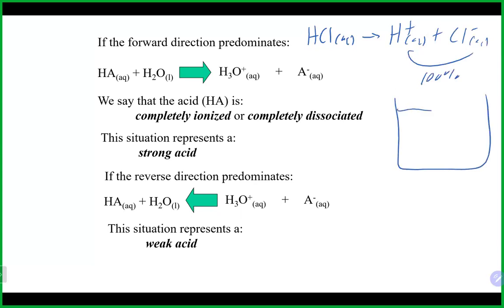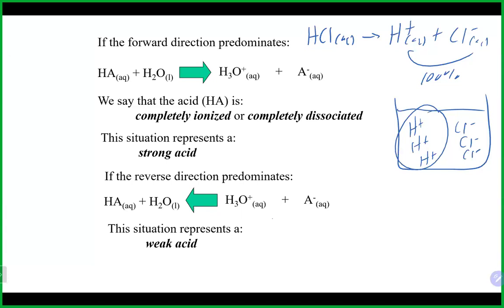That means when you throw some HCl into a solution, you are generating a lot of free H plus. Also chloride, which is not going to affect anything in terms of the acidity, but you'll have a lot of free H plus in there. You'll have none of the HCl units still together. They will have completely broken apart. And that's different than in our weak acid situation.